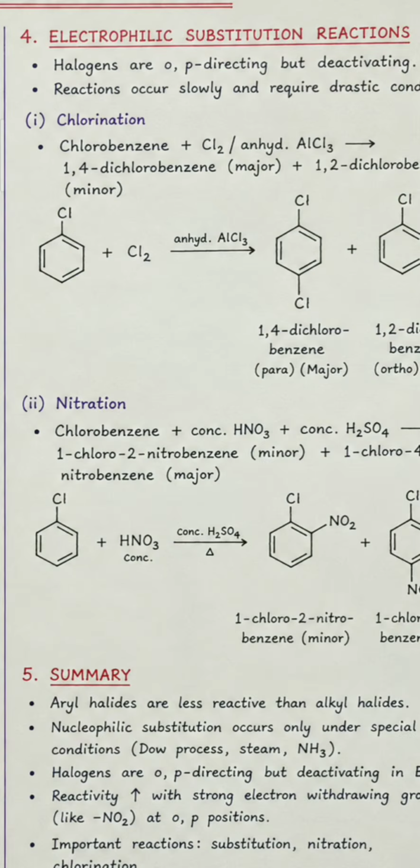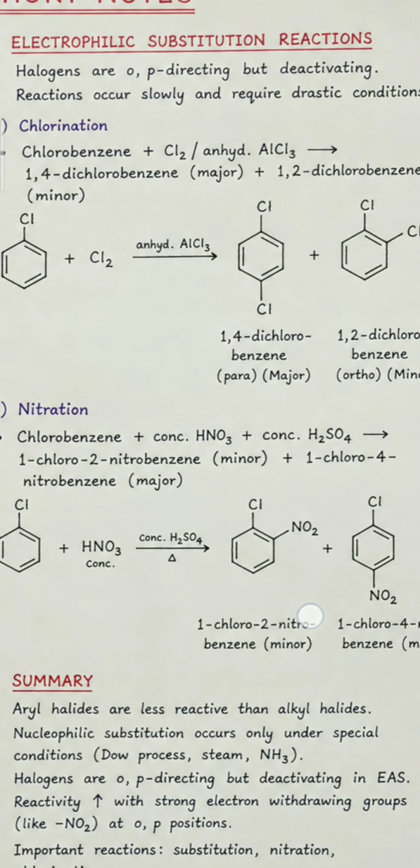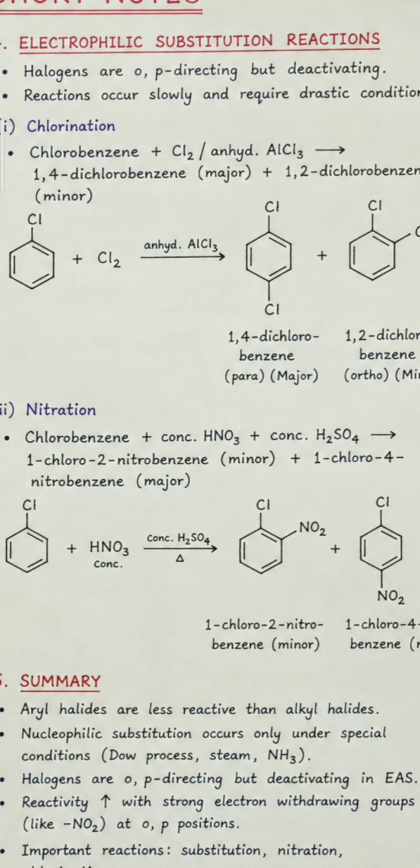Next one is electrophilic substitution reaction. Halogens are ortho and para directing but deactivating. Reaction occurs slowly and requires drastic conditions. First one is chlorination. Chlorobenzene is treated with chlorine in the presence of anhydrous AlCl3. It gives two products, one major and another minor. 1,4-dichlorobenzene is the major one, and 1,2-dichlorobenzene is the ortho minor one. Para position is major, ortho is minor.